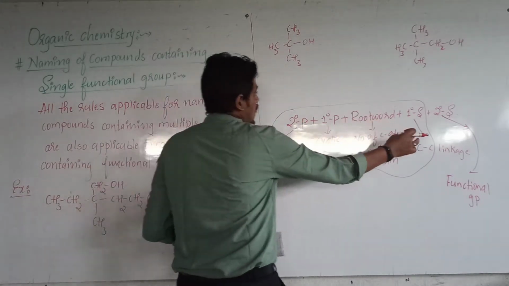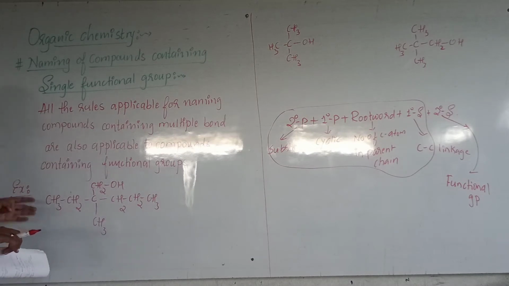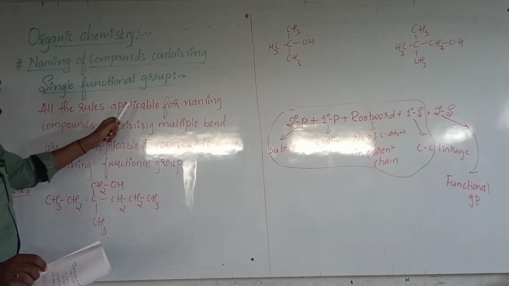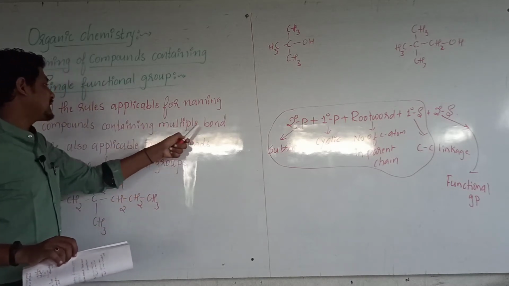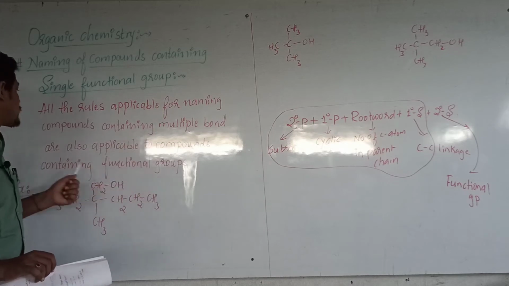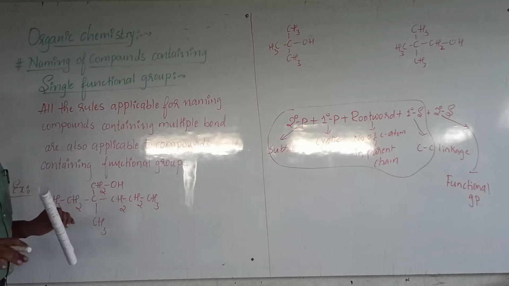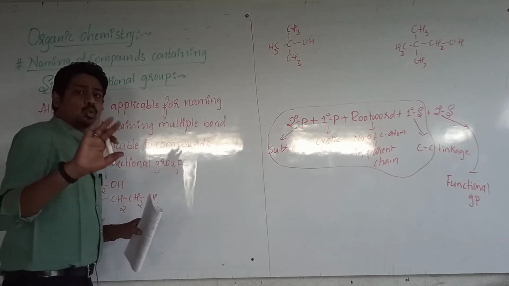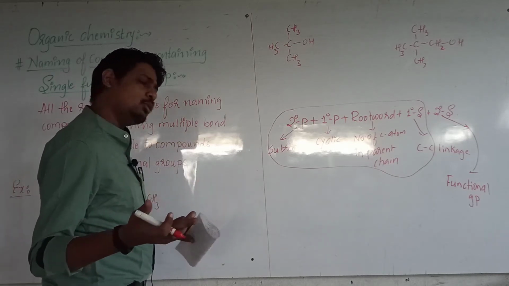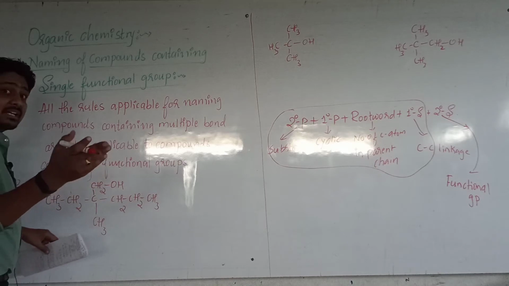Now we have discussed the secondary suffix. So what are the rules for the secondary suffix, or for compounds containing a functional group? It is simple. All the rules applicable for naming compounds containing multiple bonds, meaning double bond or triple bond, are also applicable to compounds containing functional groups. I will directly explain and not waste time explaining all the rules again. If you have understood how to name organic compounds containing double and triple bonds, then you can understand this also. The first rule says to select the parent chain containing the double bond or triple bond.